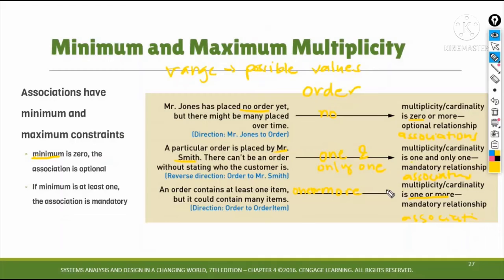So 0 is the minimum multiplicity and more is the maximum multiplicity. It could be a lot, even up to 100 orders, 200 orders. Well, that's the maximum multiplicity. So these terms are referred to as multiplicity constraints.